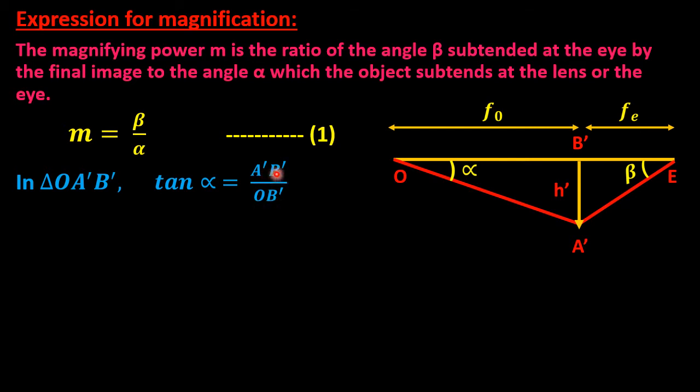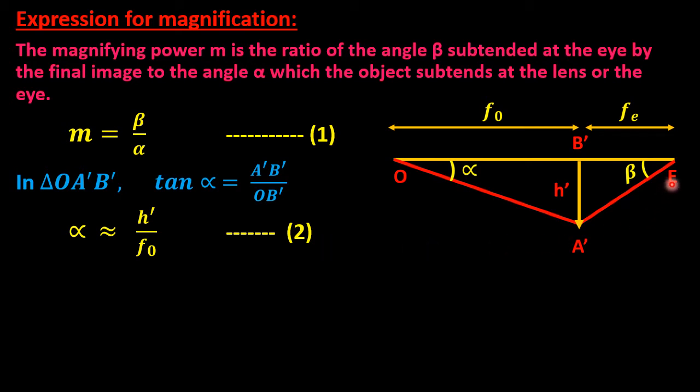And the value for A'B' is S' and OB' is F naught. And under small angle approximation, tan alpha can be written as alpha, so that we can write alpha is nearly equal to S' by F naught. So let this be equation number 2.